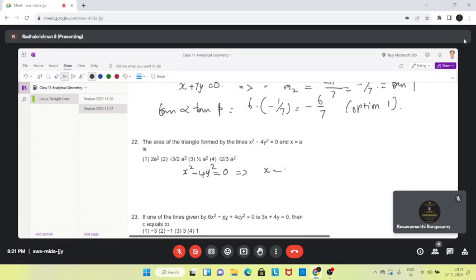So x plus 2y into x minus 2y equal to 0. That means the lines are x plus 2y equal to 0, x minus 2y equal to 0, x equal to a. So these are the 3 lines. Now we need to find out the area of the triangle formed by these 3 lines.